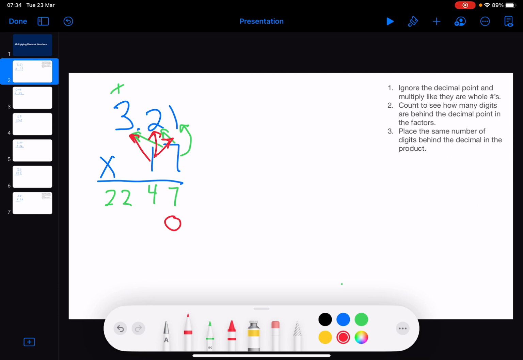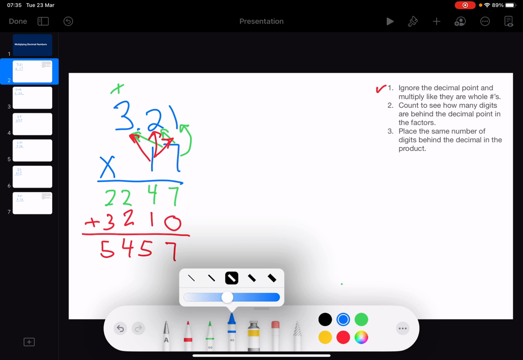Now I'm going to multiply. 1 times 1 is 1. 1 times 2 is 2. 1 times 3 is 3. And I'm going to add it up. All right, that's step 1. I ignored the decimal point and multiplied like they're whole numbers. So now step 2, I have to count how many digits are behind the decimal point in the factors.